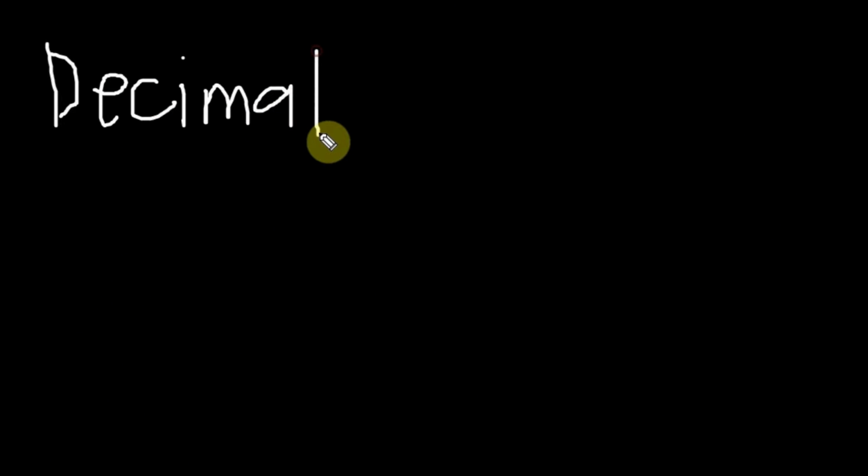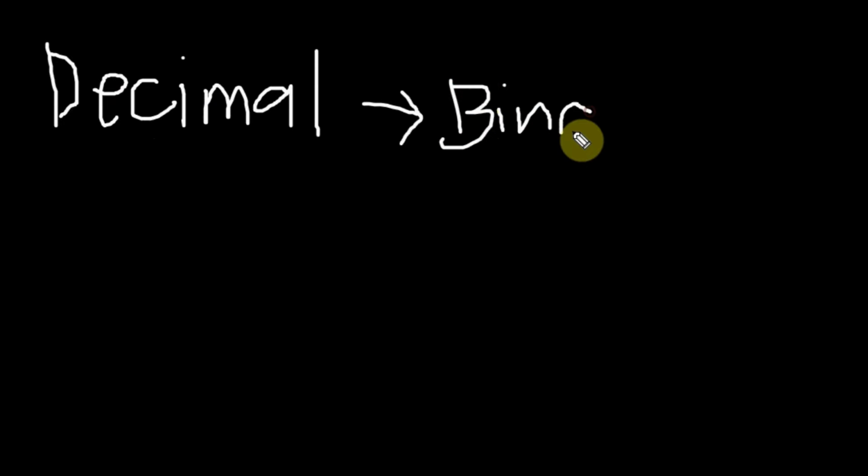Our first conversion is from decimal to binary. We have two methods and I'll be using the first one, which I think is much more complex. Before we proceed, it is important to first create a table consisting of the powers of 2.